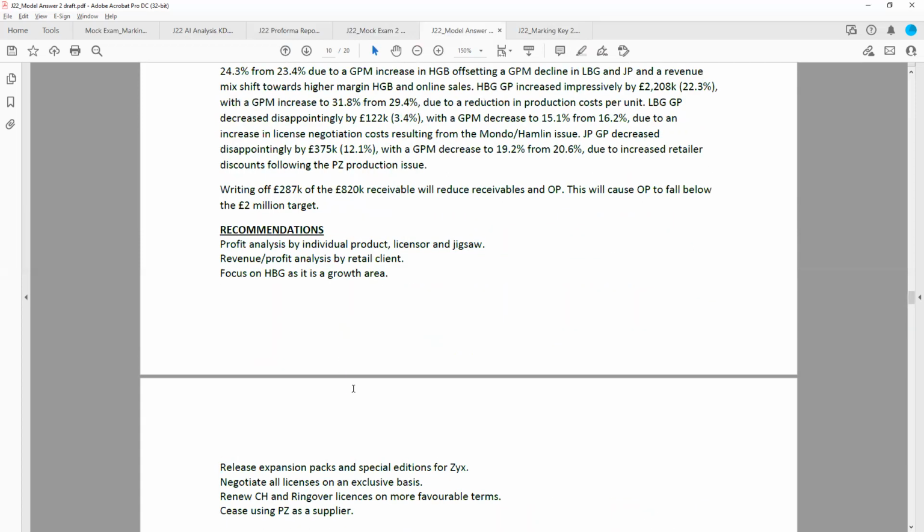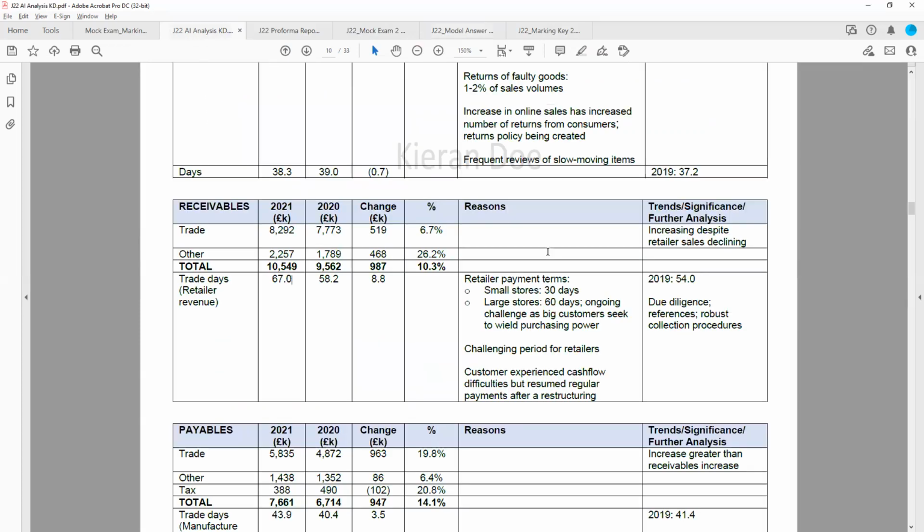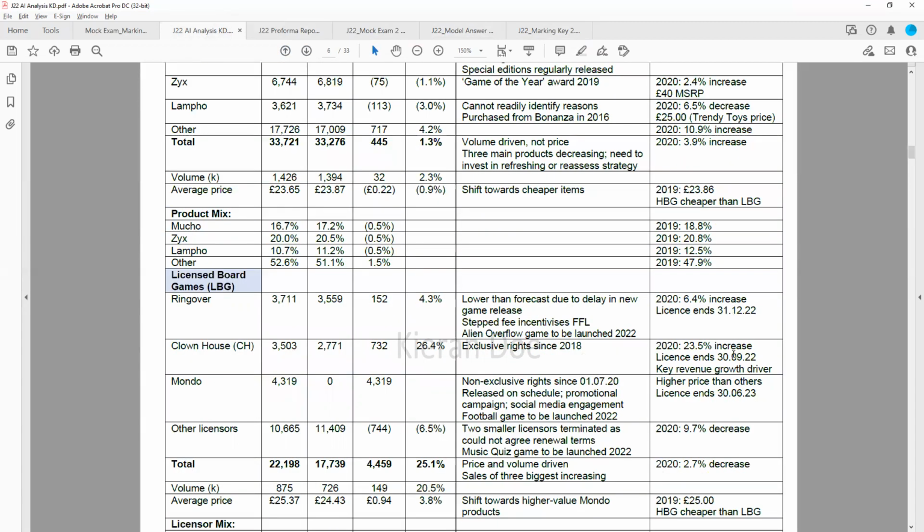So you can kind of see how these points are really tailored to what's gone on in the year. So that expansion packs and special editions were the reason for the growth in Mucho and Lanfo. So therefore, expand it to the other game, which hasn't done as well. Negotiate the licenses on an exclusive basis. There was the issue, of course, with Hamlin releasing the Mondo game, so get everything on an exclusive basis. CH and Ringover have done well, and we know, from the AI that they, of course, are due to expire soon. So absolutely should look to renew those.